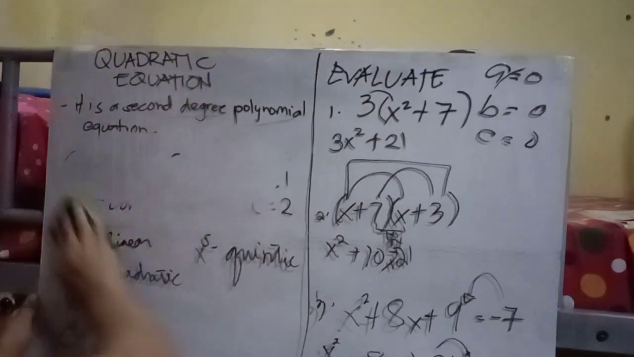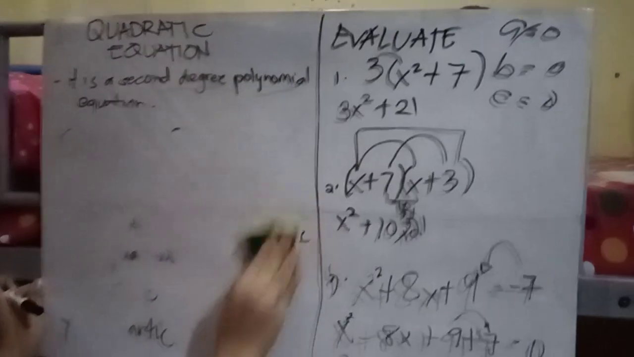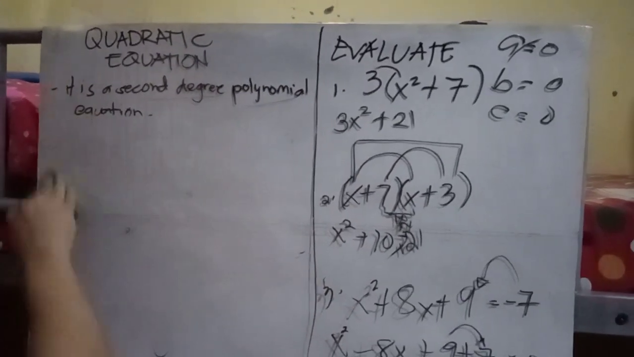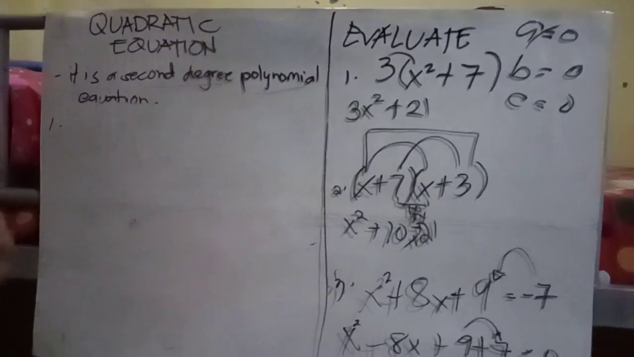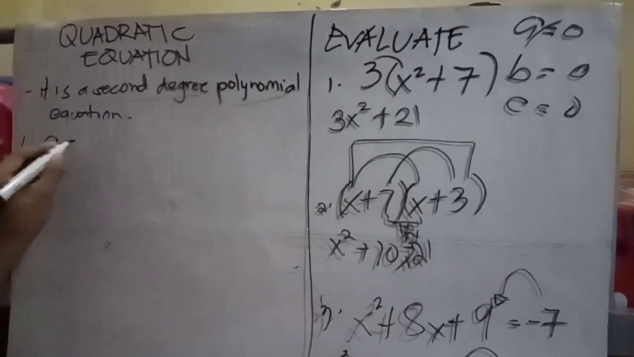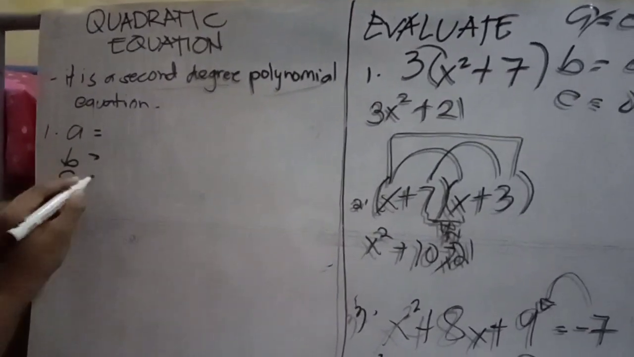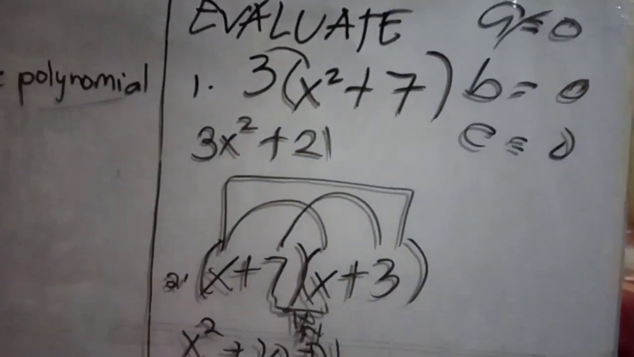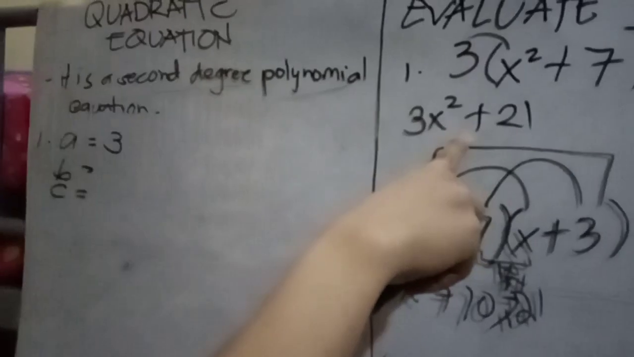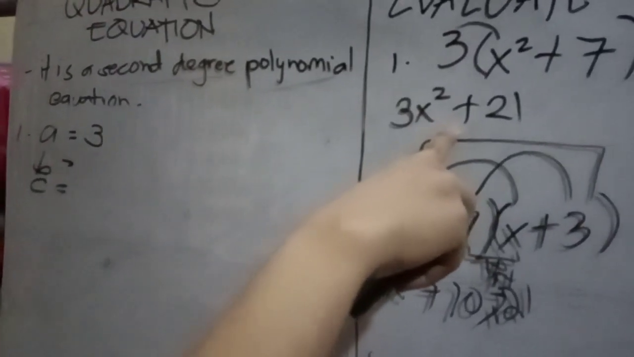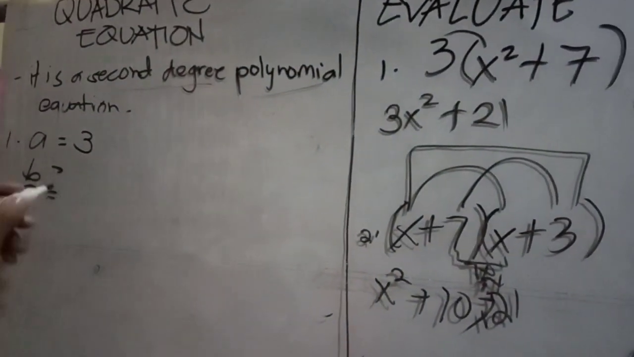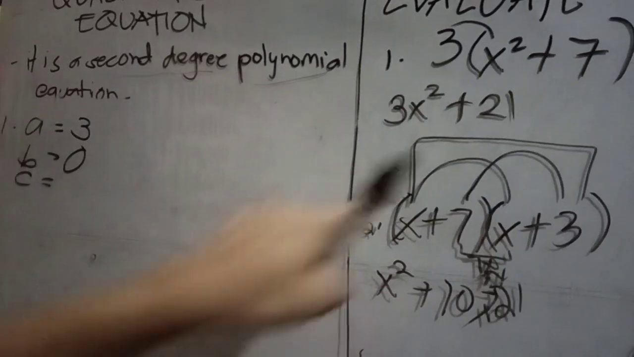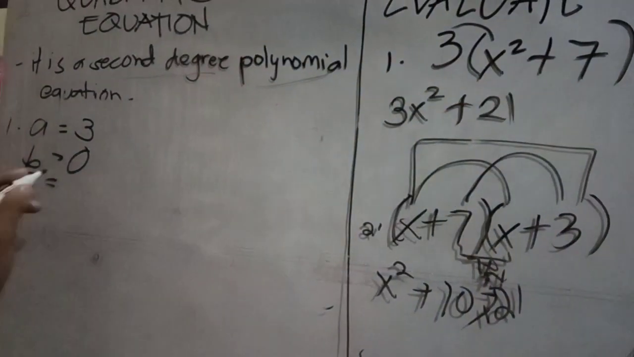So now, how to identify? So now, let us proceed. Number 1. Find the quadratic, the linear, and the constant. Number 1. So now, we have the quadratic term is 3. There's no linear term, or x raised to the 1 power, so we can consider it 0. Then the constant term is 21.